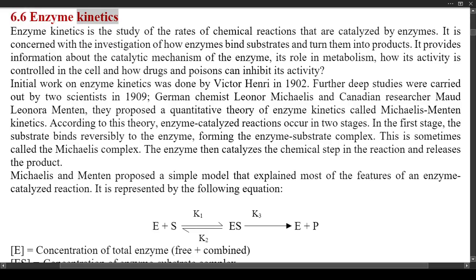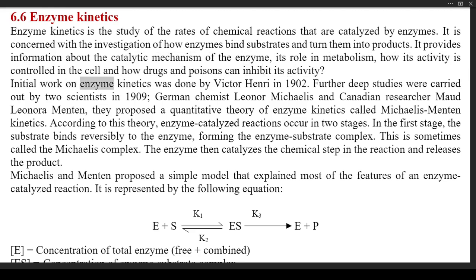6.6 Enzyme Kinetics. Enzyme kinetics is the study of the rates of chemical reactions that are catalyzed by enzymes. It is concerned with the investigation of how enzymes bind substrates and turn them into products. It provides information about the catalytic mechanism of the enzyme, its role in metabolism, how its activity is controlled in the cell, and how drugs and poisons can inhibit its activity.